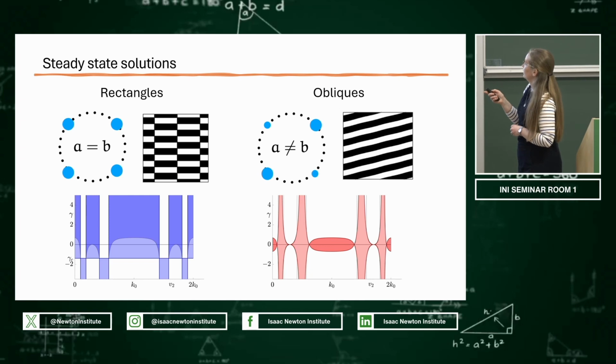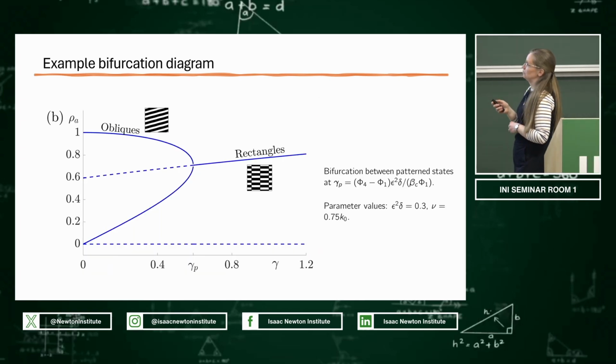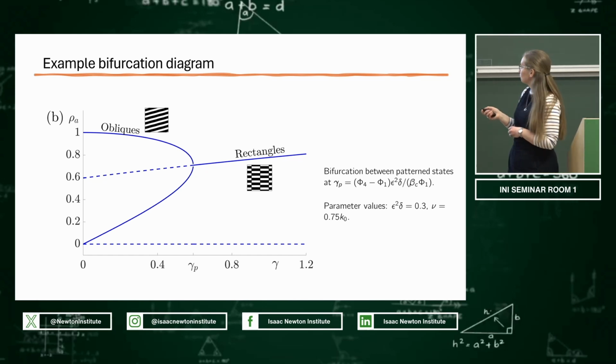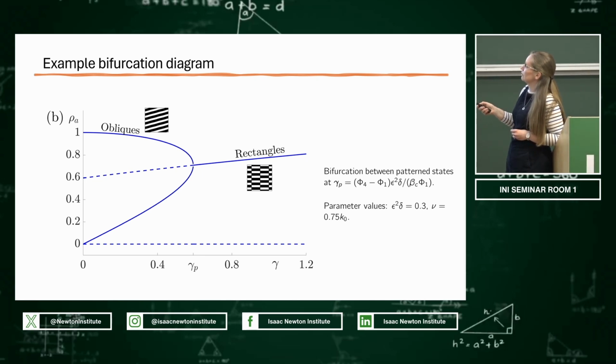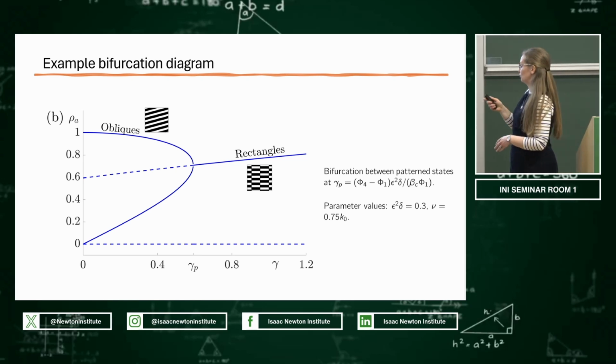Okay, so if you make some choices and take an example bifurcation diagram, this is just a cross section there. Nu was 0.75 k0. We fixed the distance from the bifurcation. Then we get this typical bifurcation diagram where we get this pitchfork-looking bifurcation between obliques and these rectangles. Okay, that's nice. We've got obliques and we've got rectangles, but I wanted perfectly horizontal lines. How do I get those?